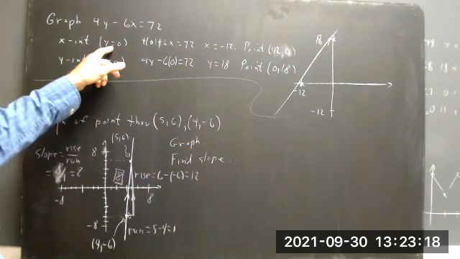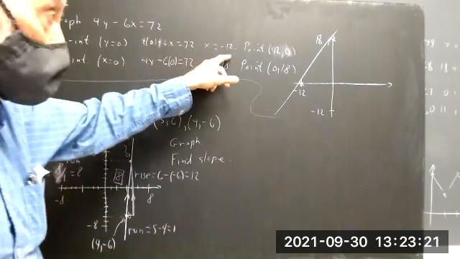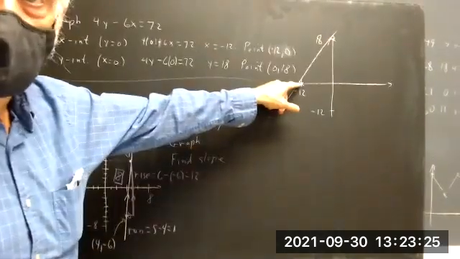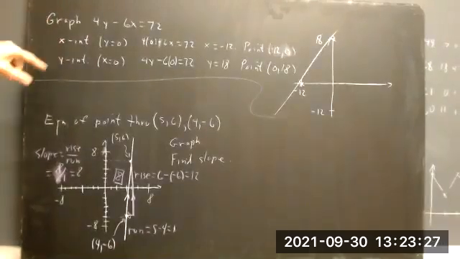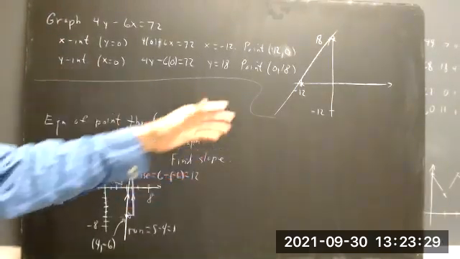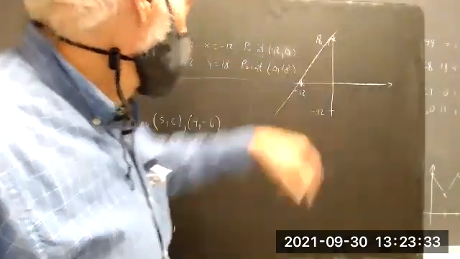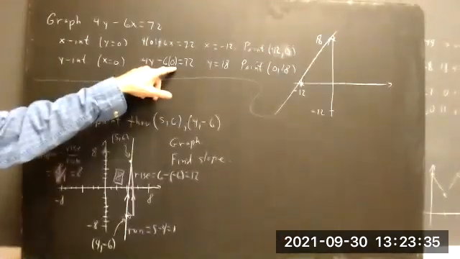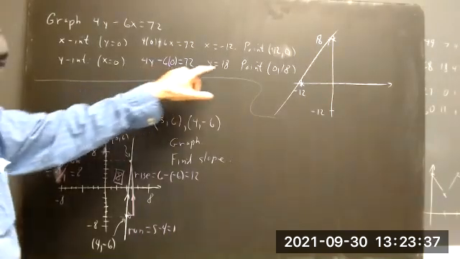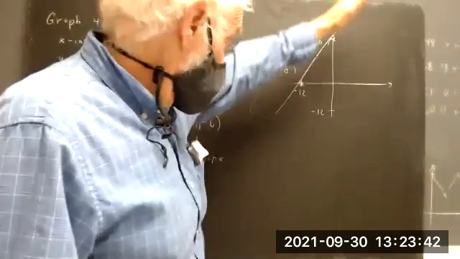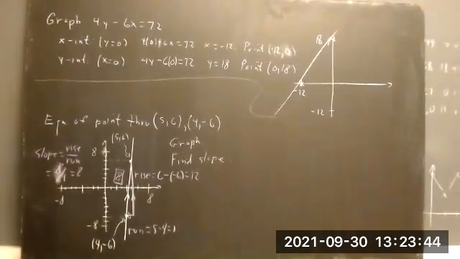Meaning y is 0, x is negative 12. That gives us the point negative 12, 0, which is right here. The y-intercept occurs when x equals 0, because of course, on the y-axis, the x-coordinate is always 0. So we let x equal 0 and solve for y, getting y equals 18, giving us the point 0, 18. Go ahead and sketch a line between those 2 points.